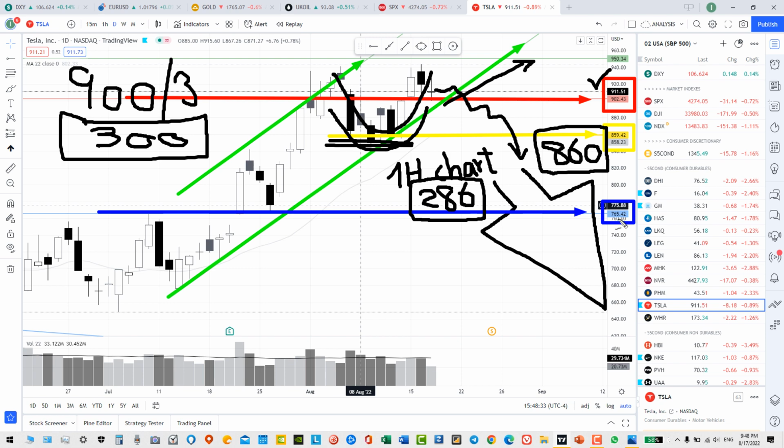The 765 level will be 255, I think. Let me make sure, yes, it will be 255, just calculated by the calculator on my mobile. So keep in mind, these numbers of the pre-split era are 900 monthly support, 860 safety level or stop loss level, and 765 our nearest weekly support. These are translated to the written numbers in front of you after the split.